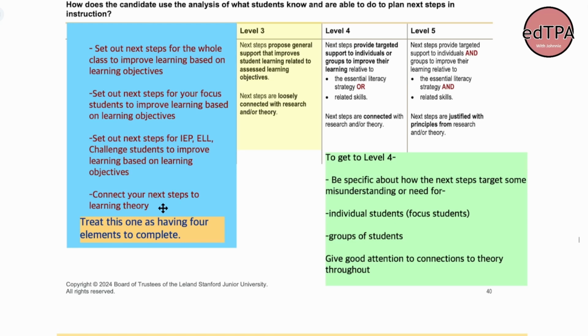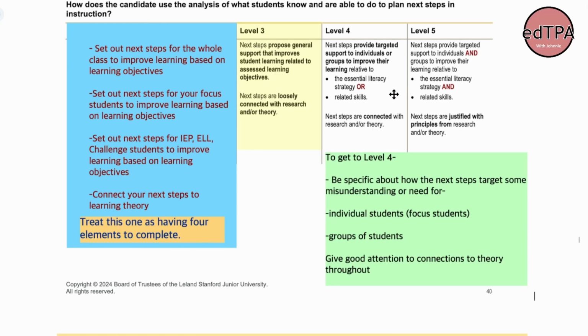And connect your next steps to learning theory strongly. Okay, it says loosely here. So level 3 is very vague, kind of general support, improve student learning. It doesn't say for whom, and some loose connections to theory. If you do these 4, you'll be in a much stronger place. Treat this one as having 4 elements to complete.